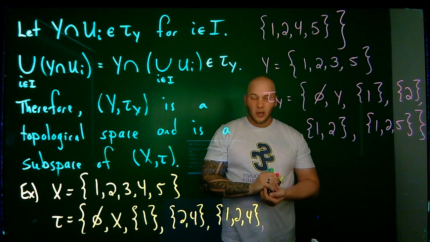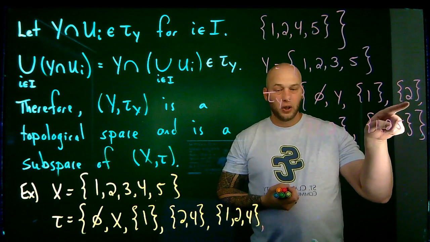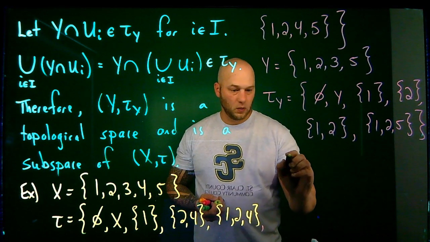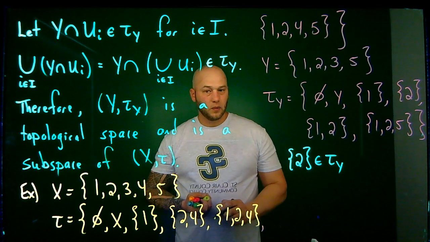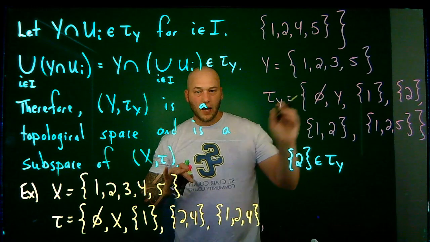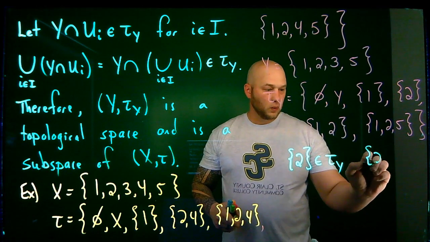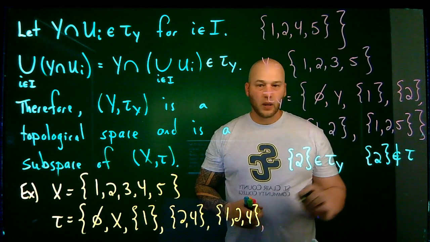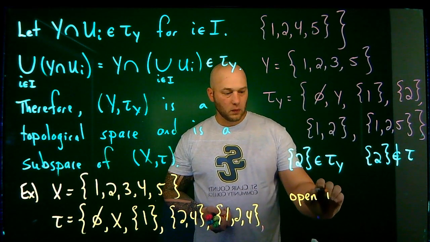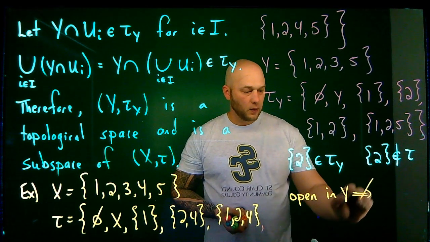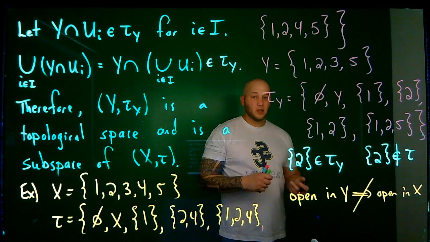Now one thing to notice is let's take a look at an open set in the subspace topology, in particular the singleton {2}. The singleton {2} is an element of the subspace topology, okay? As is these other sets, but let's just highlight that one. But then if I look at the big topology, that is not in there, okay? The singleton {2} is not an element of the big topology. So the idea is that open in Y does not imply open in X. In other words, the subspace topology does not need to be a subset of the original topology.